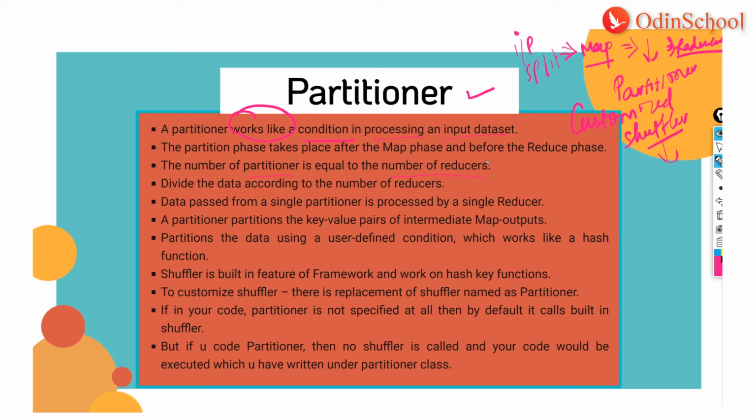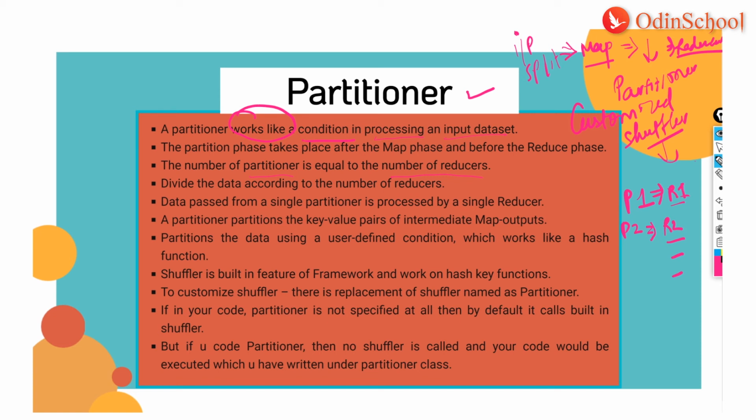So you divide the data according to the number of reducers. Data passed from a single partitioner is processed by a single reducer. So let us say partitioner number 1 will go to reducer number 1, partitioner number 2 will go to reducer number 2, likewise. So at the end, the number of reducers is equal to the number of partitioners.